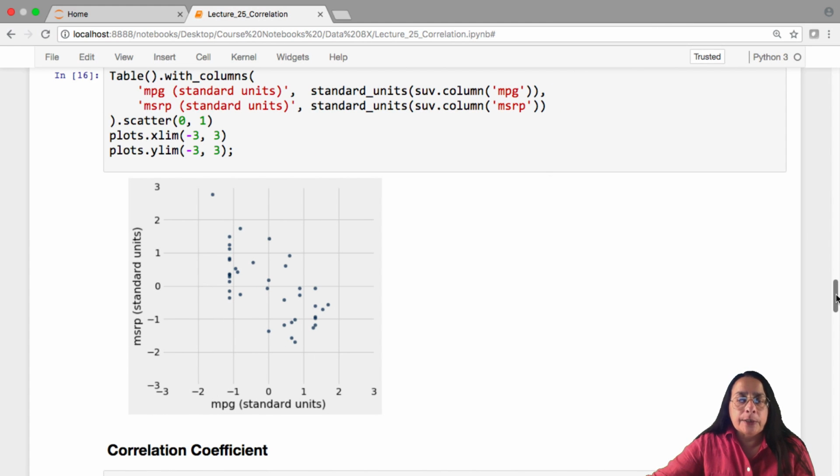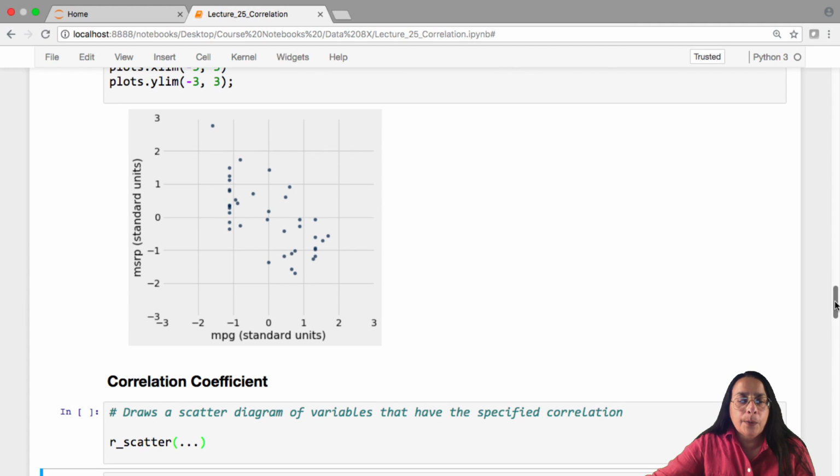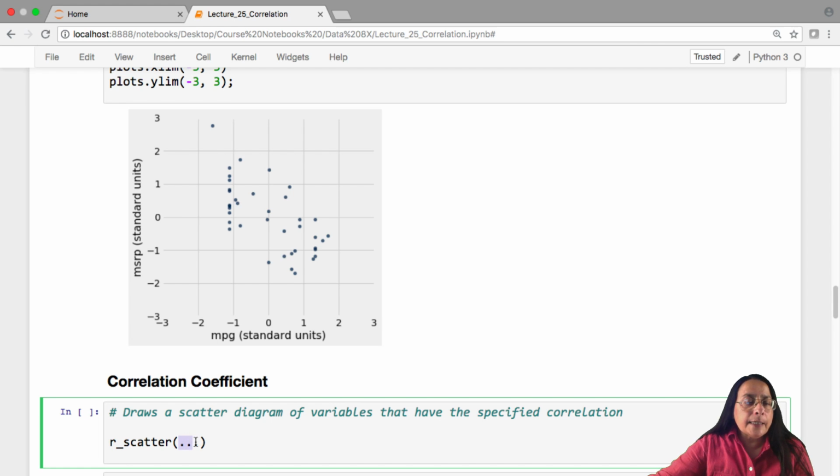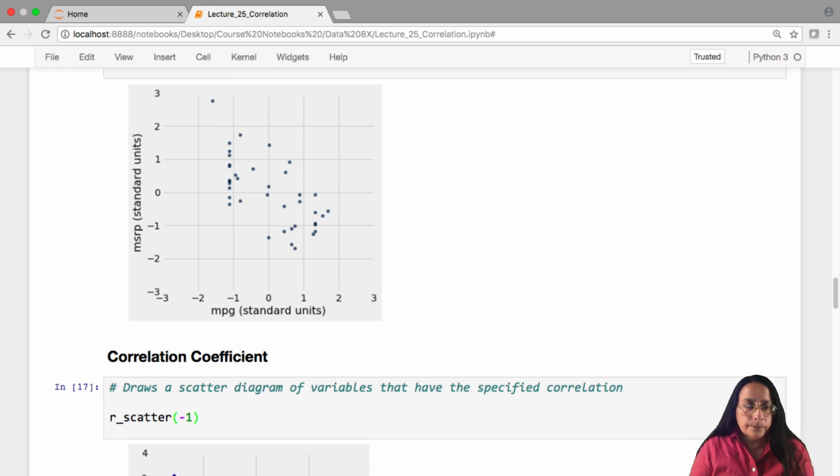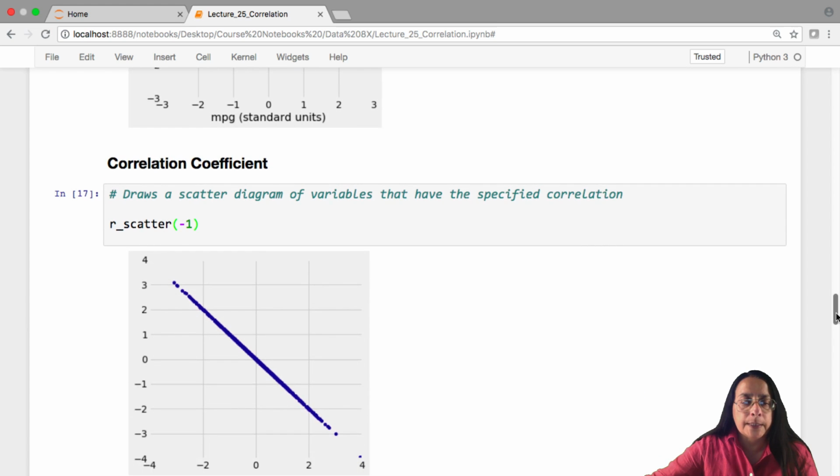Before we get to calculations, what I'd like to do is draw for you scatter diagrams of variables given a specified correlation. The function R scatter is one we wrote for you. The argument that it takes is a value of correlation, so it's a number between -1 and 1. Supposing you put in -1, then it will draw a scatter diagram that has that correlation. This better be a straight line sloping downwards, and so it is.